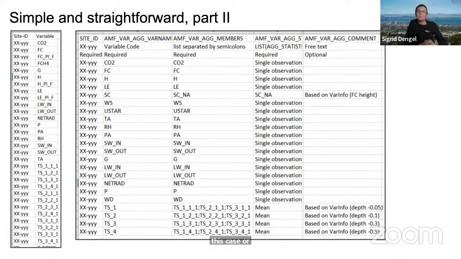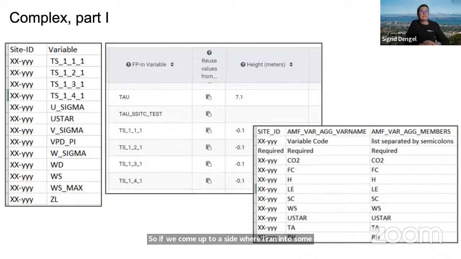aggregated variables. So if we go now to a site where I ran into some problems, is this site, for example. This site has submitted 4 soil temperature variables. And as you can see on the right in the base file, if you look at the qualifiers, it is a profile measurement, so 4 depths. But when looking at the variable information table, I could see this site, which has done a pretty good job filling in the table, has entered the same depths for all 4 variables.